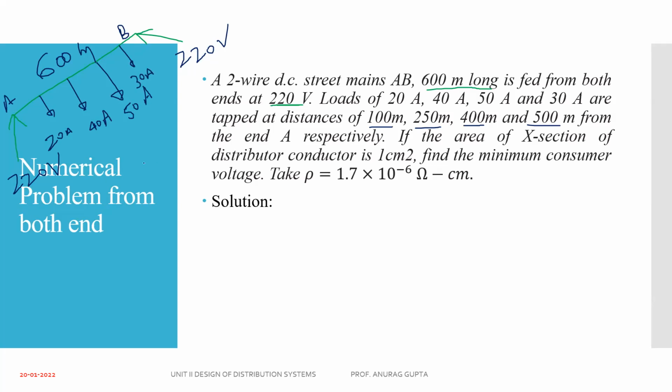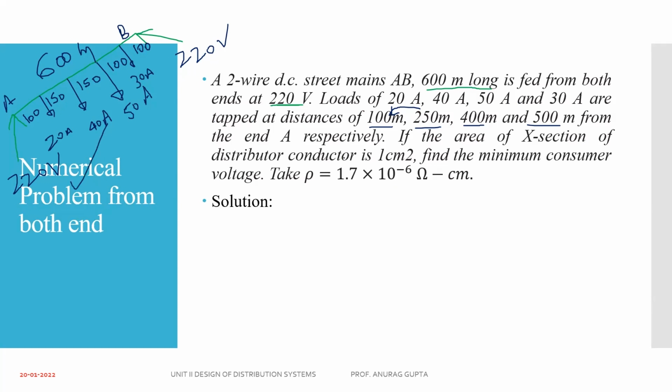So of course we have to keep in mind that if this is 100 meter, next will be 250 minus 100, that will be only 150 meter. Next 400 minus 250, again 150 meter. And 500 minus 400, that is again 100 meters. So what's remaining? 100 meter is remaining. So you can see 100 plus 100, 200, and 300 plus 100, the total length will be 600. So this will be your single line diagram of this system.